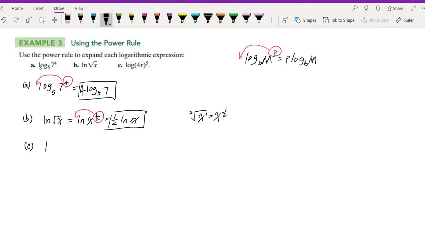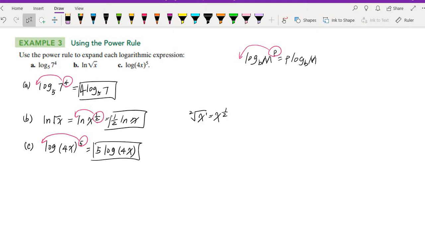So we're going to have log, this is a common log, right? Log 4x to the 5th power. Again, we're using the power rule. They already told me to do that. So we're going to have a 5 common log 4x. Okay, again, think what can I do? Can I simplify anything? The answer is no. So that is my solution.